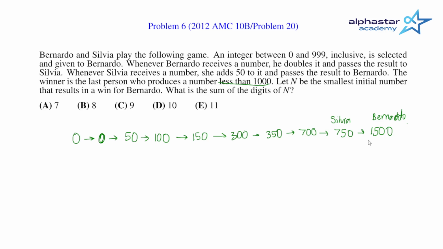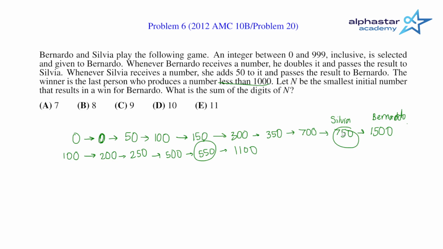So maybe let's walk through one more example. Let's say Bernardo receives 100, doubles it and gets 200, passes that to Sylvia. Sylvia gets 250, passes that to Bernardo, who doubles it to 500. Sylvia adds 50 to it, 550, and then Bernardo gets 1100, which is also too much, so Sylvia wins once again, right?